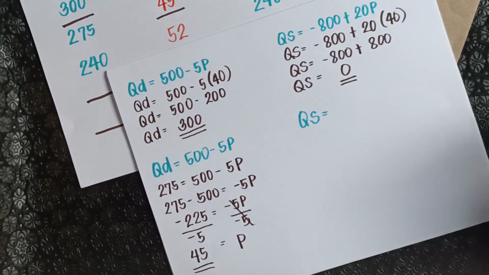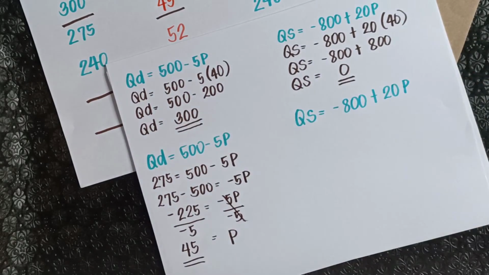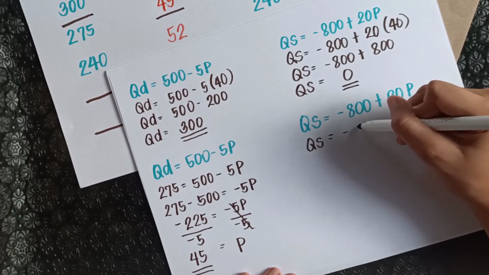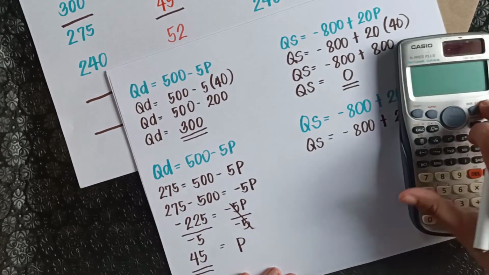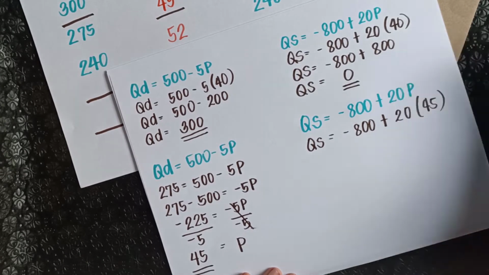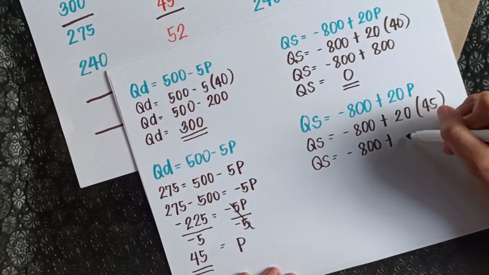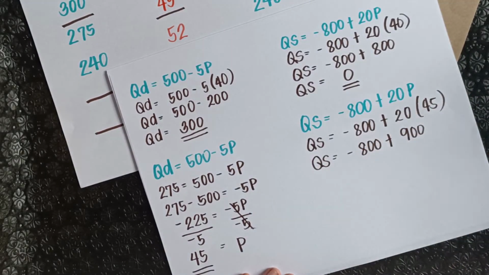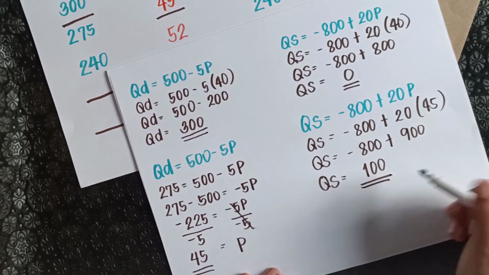Next one, we will find QS using, of course, the price. So let's just again substitute. QS is equal to negative 800 plus 20 times 45, which is the price. Okay, QS is equal to negative 800 plus 900. So QS is equal to 100.